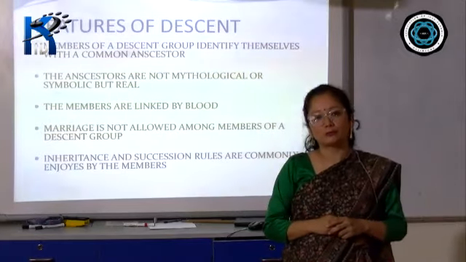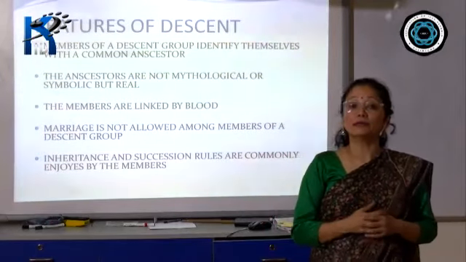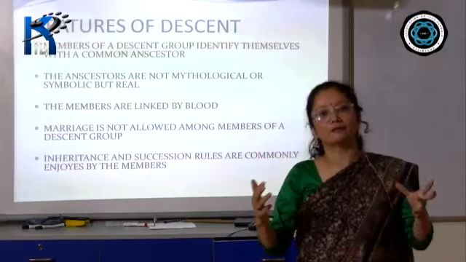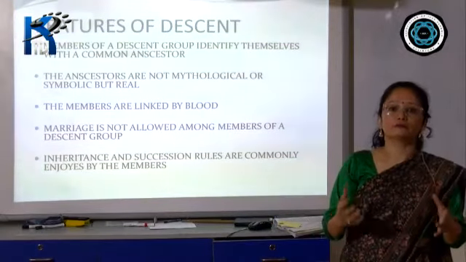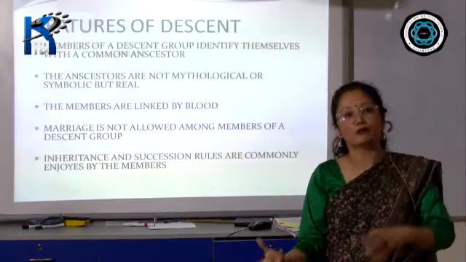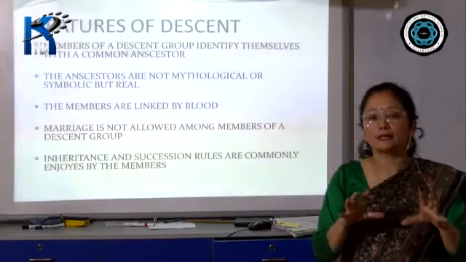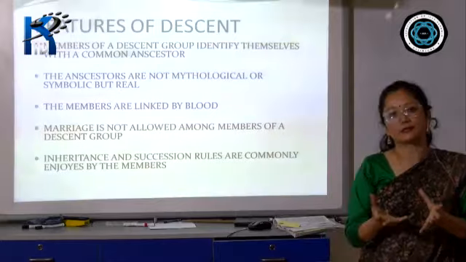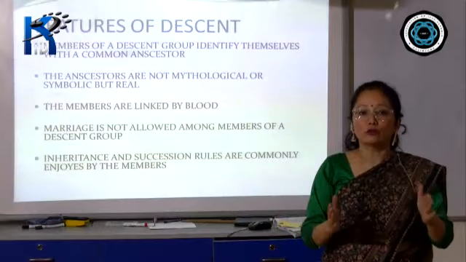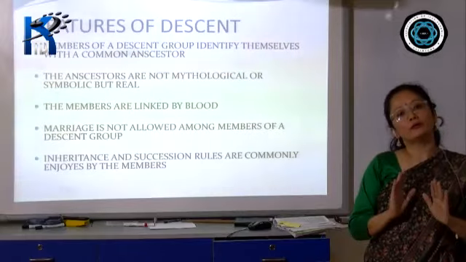If you later on study about totemism, you will be very surprised to find out that there are some groups who believe that they have descended from fruits and flowers and trees and plants. Now, I think most of us, 100%, cannot come from any plant or fruit or flowers like that. Therefore, a descent group does not take into consideration any mythological or symbolic ancestors. In a descent group, the ancestor is a human being. Human beings can only come from human beings.